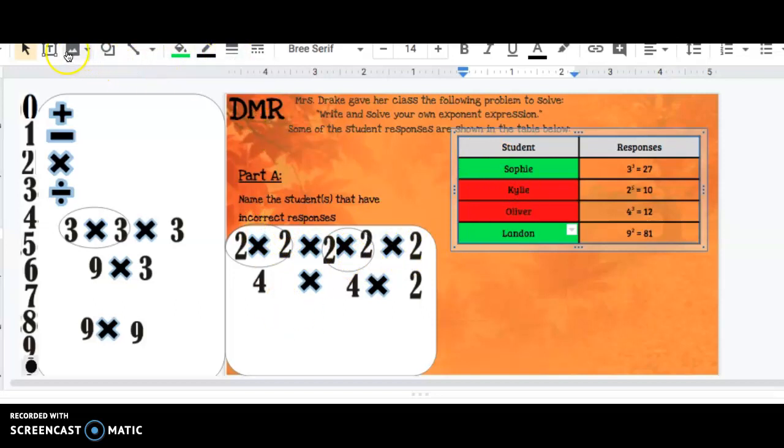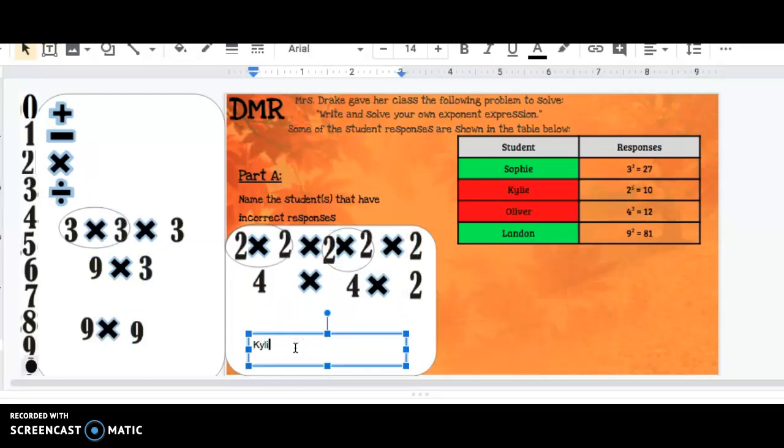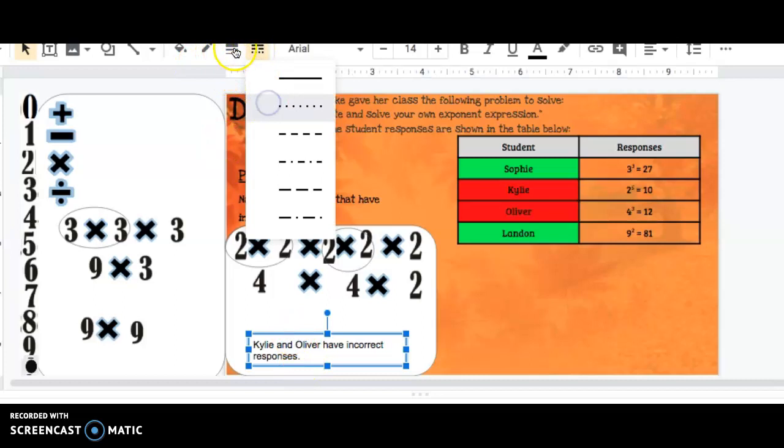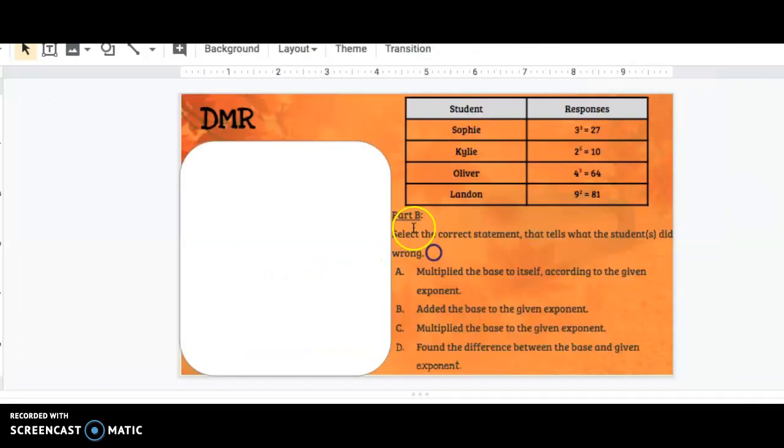I'm also going to have you put your answers in a text box, right here. Kylie and Oliver have incorrect responses. I will even make that have a dotted line around it. It will be there for you to put your response in, so you don't have to worry about adding that text box. So let's go to part B now. Same question. Part B says select the correct statement that tells you what the students did wrong.